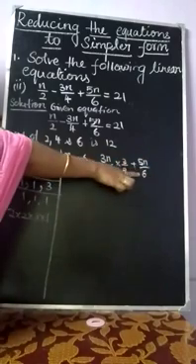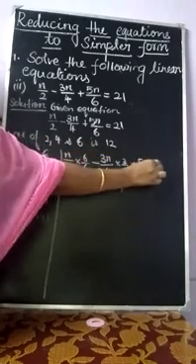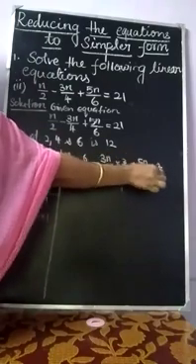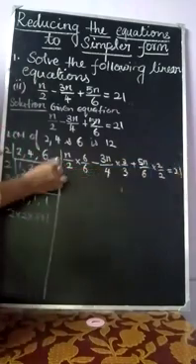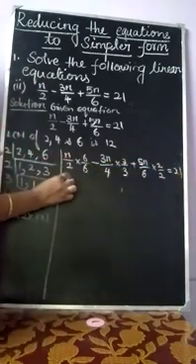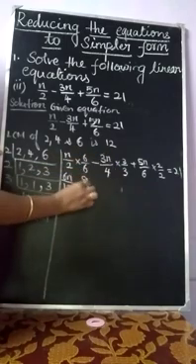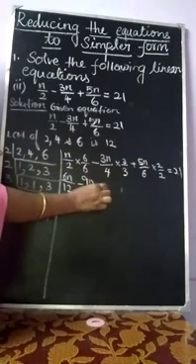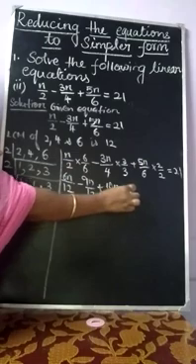Again we have to convert the denominator value 6 into 12. So we have to multiply the numerator and the denominator by 2. Now 6 into n, 6n by 12. 3 into 3, 9n by 12. 5 into 2, plus 10n by 12 is equal to 21.